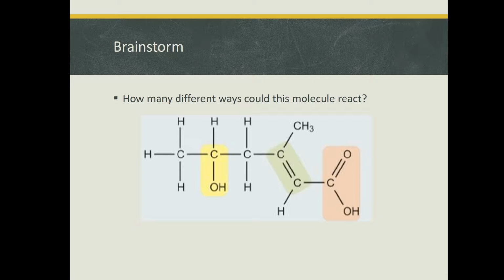So you should have come up with some, hopefully. The alcohol group, we can oxidize that. We know we can use potassium dichromate and we can turn it into a ketone. It won't turn into an acid because it is a secondary carbon.